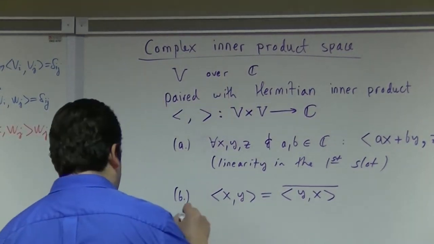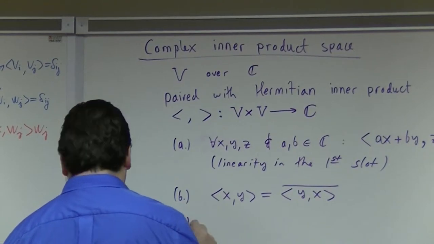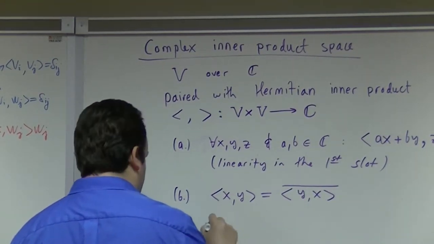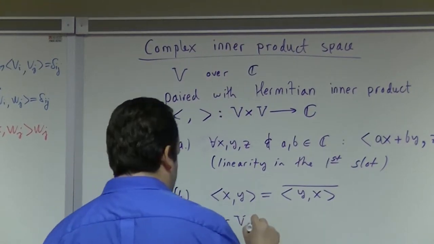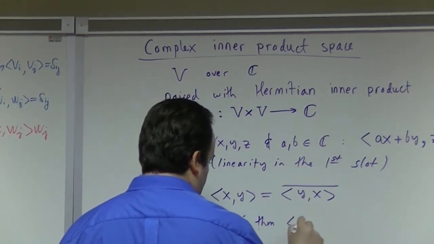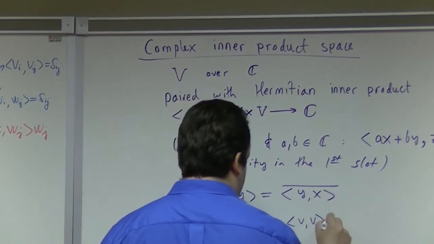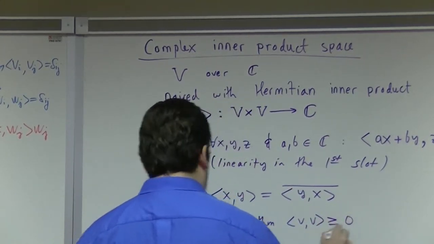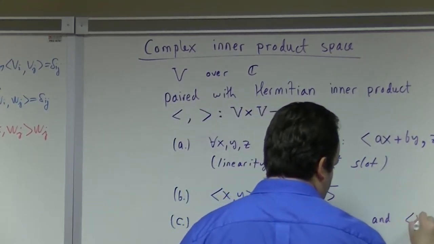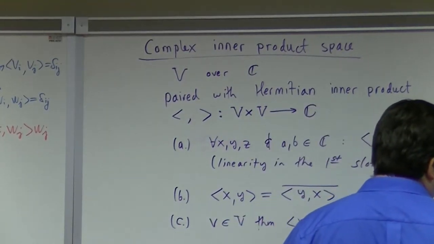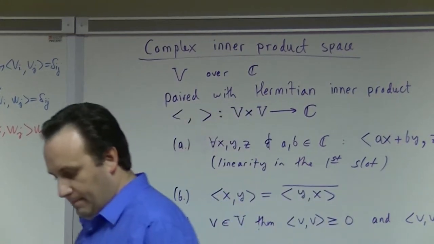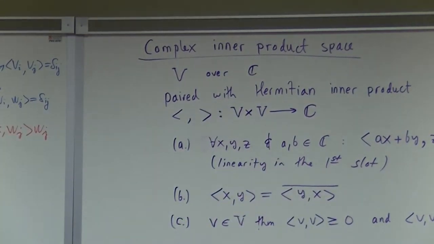So conjugate symmetry. And then also we have the positive definite condition. If v is in V, then the inner product of v with v is greater than or equal to zero, and v with v is equal to zero if and only if v is equal to zero. A complex vector space with a Hermitian inner product is called a Hermitian inner product space.